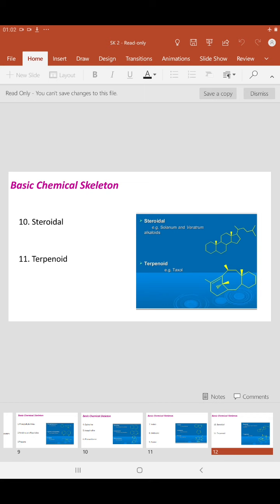Number 10 and 11. These two do not belong to the alkaloid skeleton, but some other alkaloids are present in these two nuclei. That is why we add these structures. 10th one is steroidal and 11th one is terpenoid. Example for steroidal is solanum and veratrum alkaloids. Example for terpenoid is Taxol.